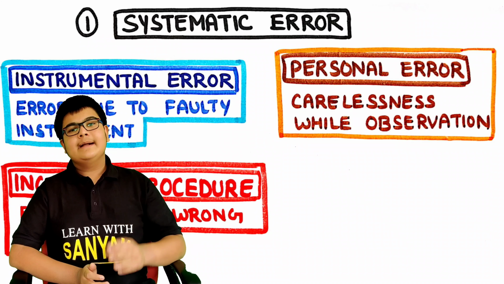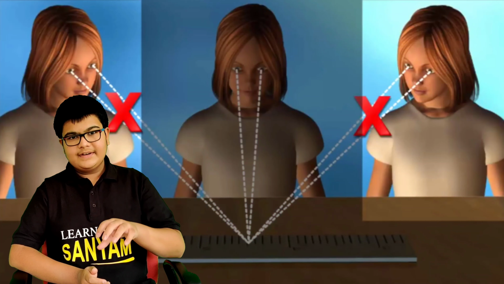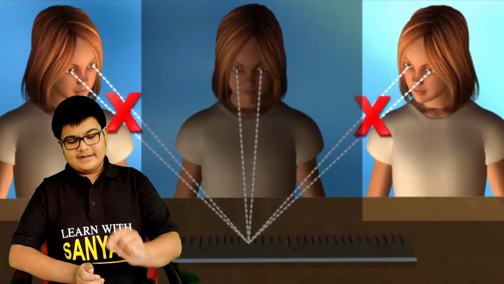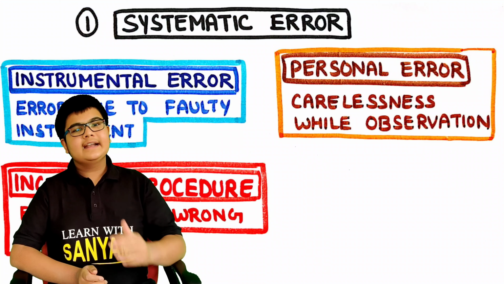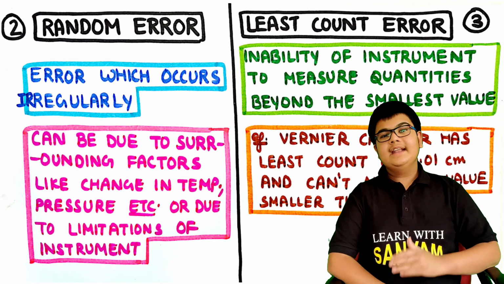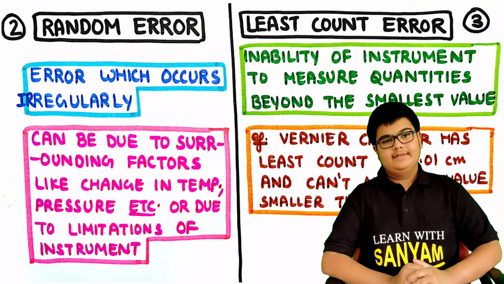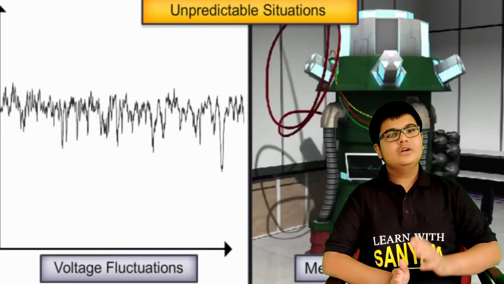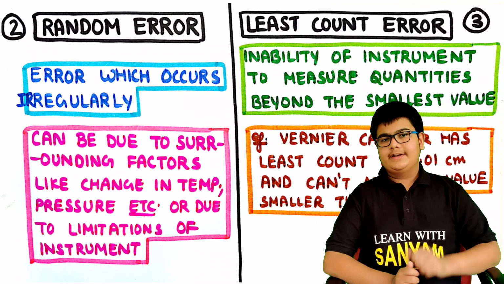Now also, systematic errors can be personal errors, that is, the observer can be careless while observation. Sometimes the person who is noting all the observations of the experiment notes them in an incorrect way, and that can also lead to error. Second, random error. This is the error which occurs irregularly. It can be due to surrounding factors like change in temperature, pressure, etc., or due to the limitations of the instrument.